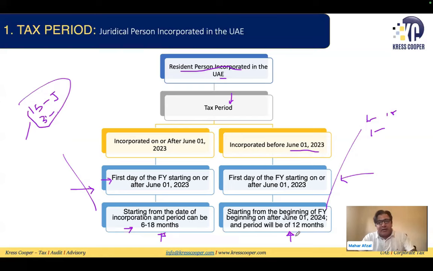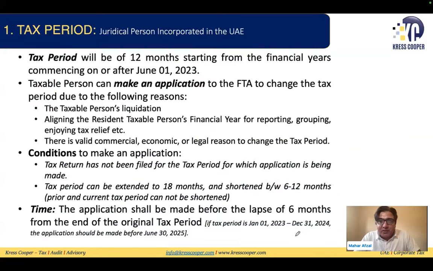Now, this tax period, as I mentioned earlier, can be changed as well. Once you change this tax period, it can go up to 18 months or be reduced to 6 months. What can be the reasons for this? It has been written in the decision. If the taxable person is being liquidated, you can change your tax period. You can also align the taxable person's financial year and tax period. And if there are any economic, commercial or legal reasons, you can change your tax period.